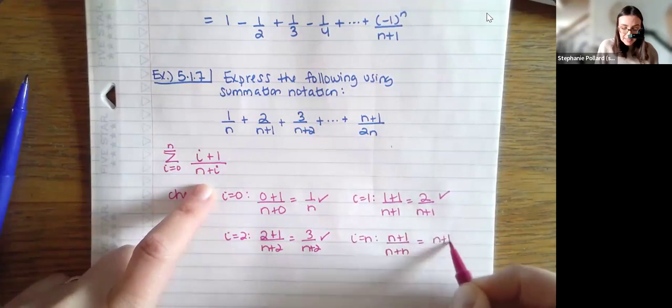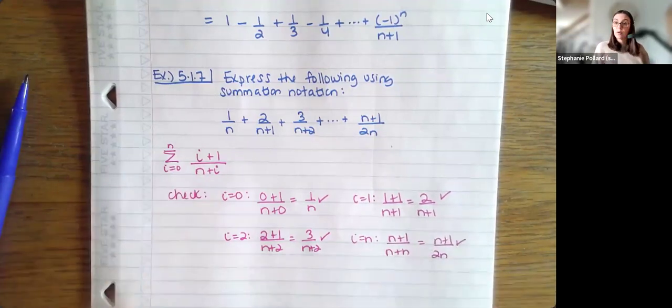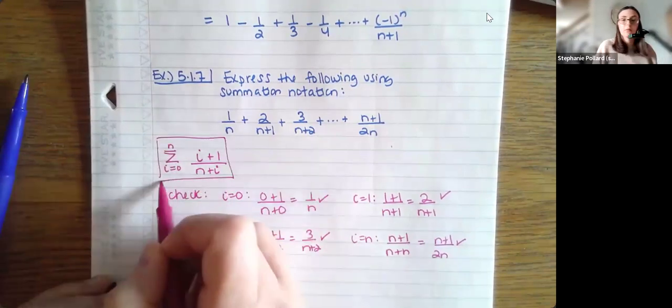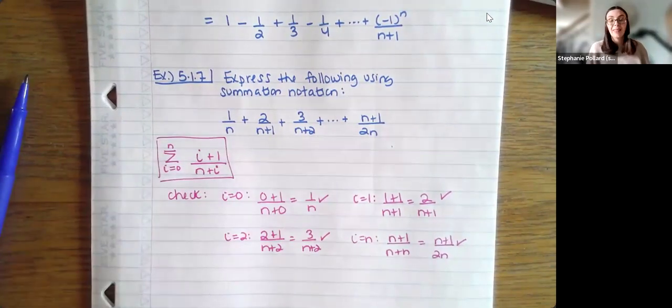And n plus n is actually 2n. So it actually does work. So this would be the correct summation notation here that we would use. But again, they do take some trial and error and watching for patterns.